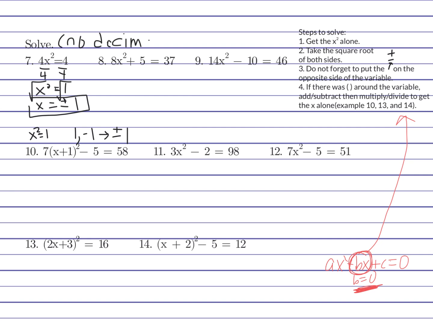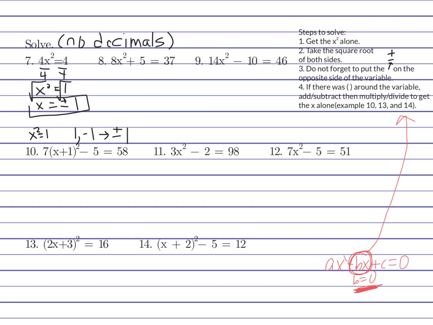You will not put decimals unless it asks you to round. So don't forget that. No decimals. Number 4 said if there was parentheses around the variable, add, subtract, then multiply, divide to get the x alone. And we did not have parentheses. We will not have parentheses until we get to number 10. So I'll do steps 1 through 3 for 8 and 9.